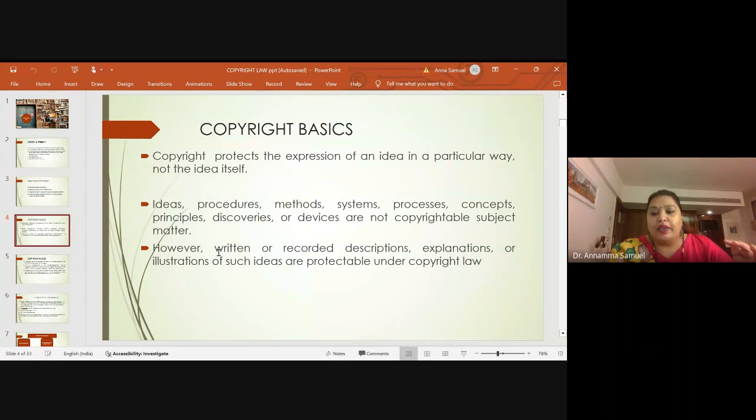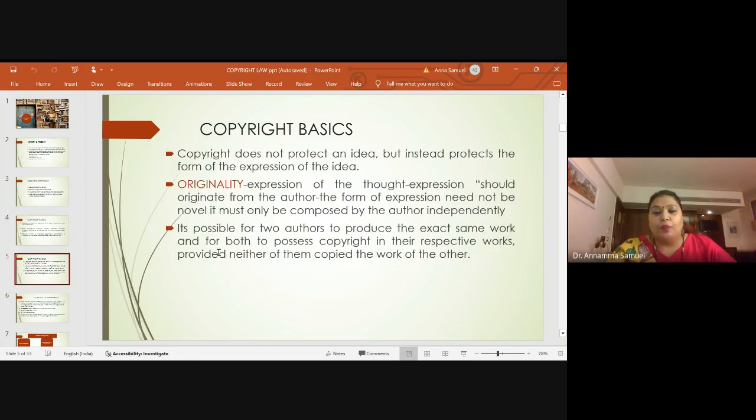Now, if you are able to describe or record a concept in a descriptive way, or give explanations and illustrations to such ideas, then those illustrations and explanations, if original in nature, will have the copyright vested in them. Now, in copyright, there is nothing saying that it has to be mandatorily registered. So it is optional.